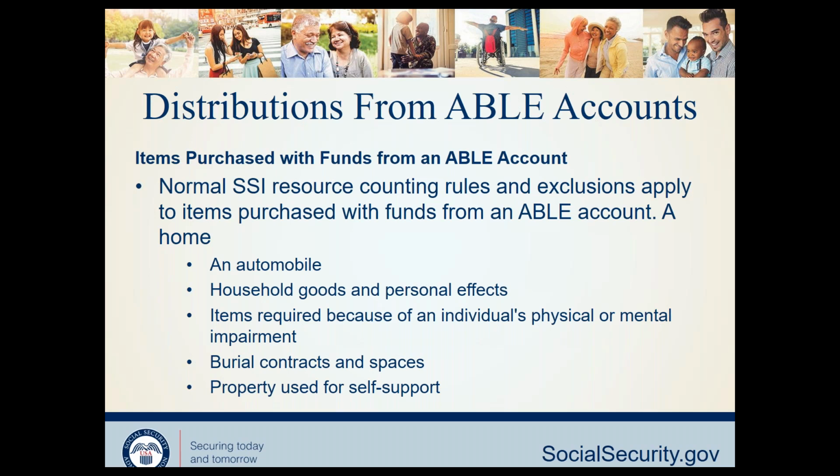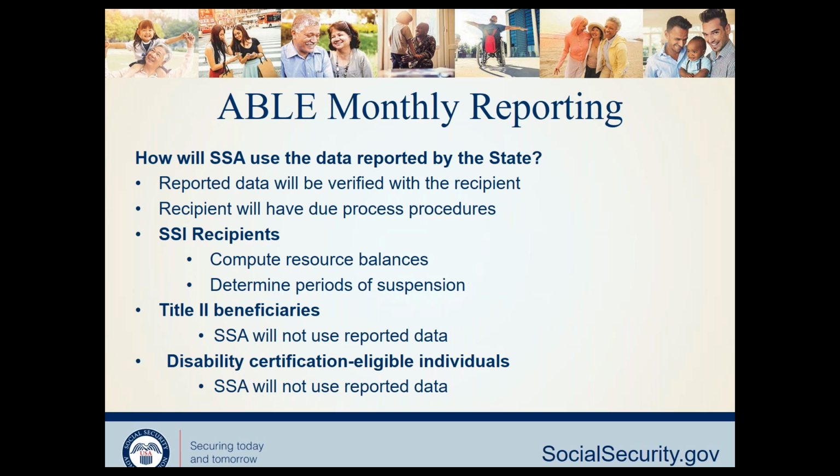Burial contracts and spaces, of course, we can exclude that. And then property used for self-support. So if you have a property and you're living on that property, and let's just say you have a home and you have a ramp, it was an expense to purchase it, you could probably not sell it, but we can actually exclude that because it is self-support. That's great, and that's good to know. So even when using an ABLE account, some of those other types of rules still apply.